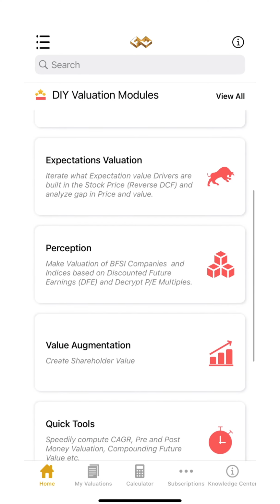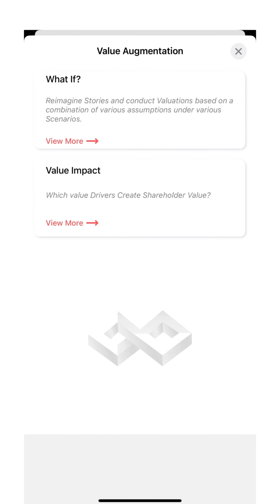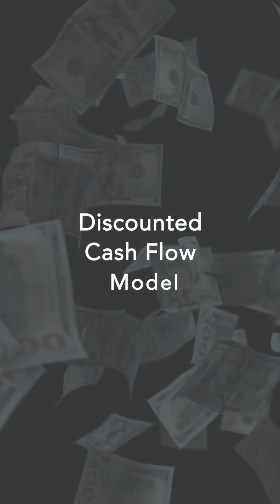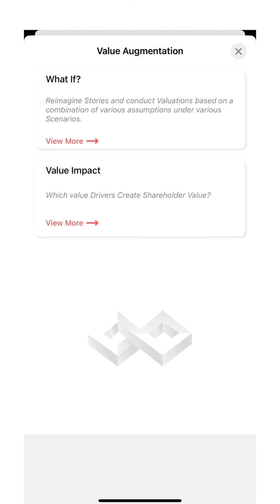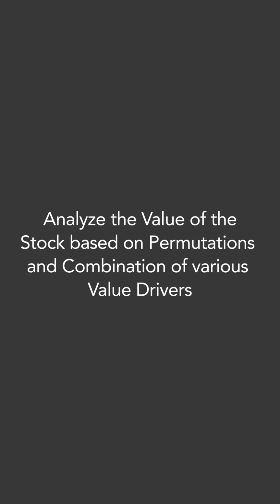Let's move on to the 6th module, What If Valuation. The What If Valuation module uses the discounted cash flow model. The module can be used for valuing any company, except banking, finance, and insurance companies. We suggest you watch our Know Your Worth tutorial before proceeding with this tutorial, as this video draws information from the earlier module. In this module, we will help you to analyze the value of a stock based on permutations and combinations of various value drivers.